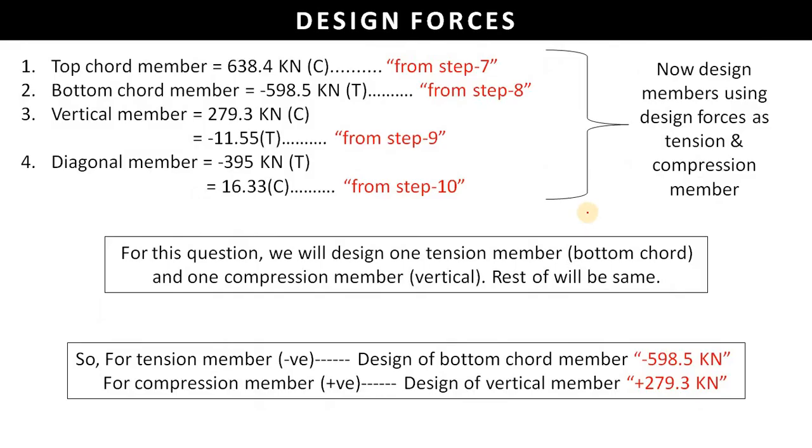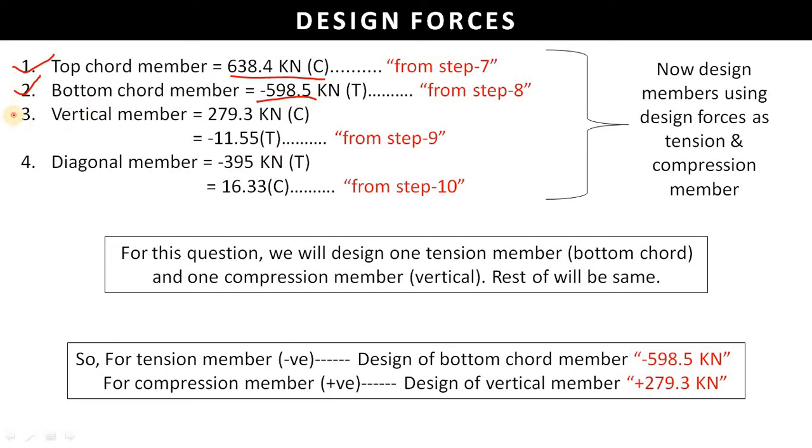Now moving on to the design force. So we have already seen the forces in the top chord member, bottom chord member, diagonal member and vertical member. In the top chord member, the particular member which has the maximum load, we have to consider that. So in the top chord member, we have obtained the maximum force as 638.4 kilonewton as a compression. In the bottom chord member, we have obtained negative 598.5 kilonewton as the maximum tension force.